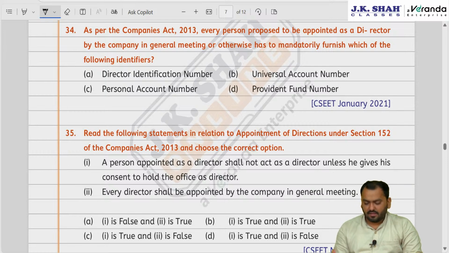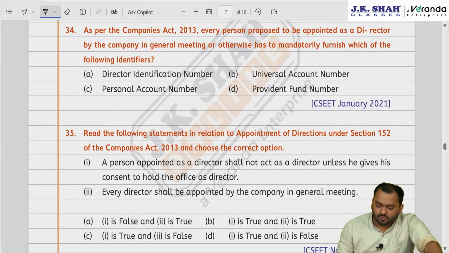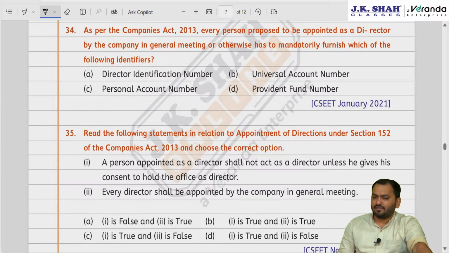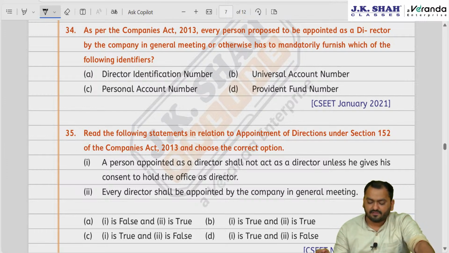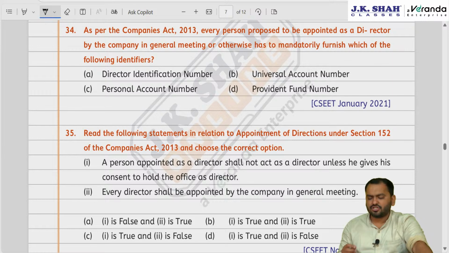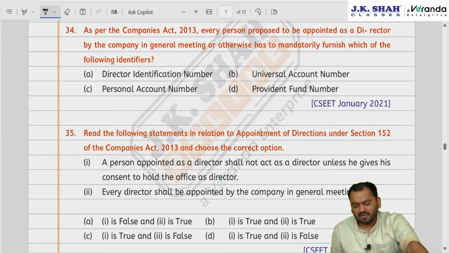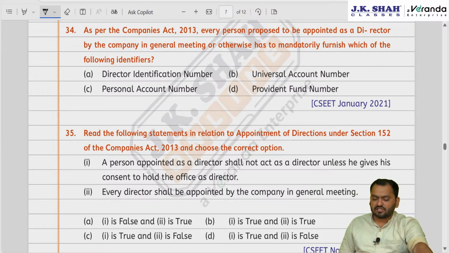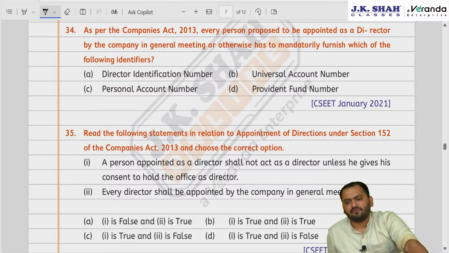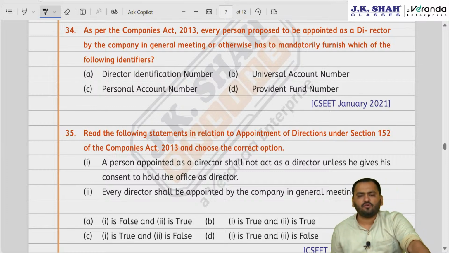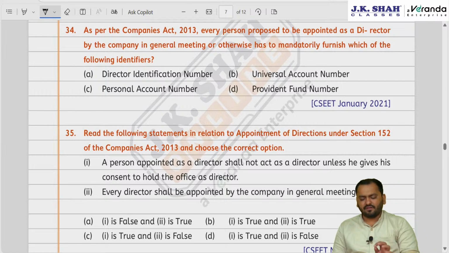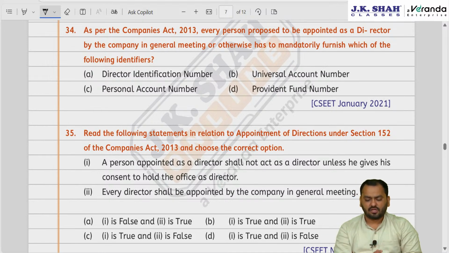Next question. As per Companies Act 2013, every person proposed to be appointed as a director by the company in general meeting or otherwise has to mandatorily furnish which of the following identifiers? Basically, they are saying that every person who is appointed as a director has to furnish what to the company in general meeting.